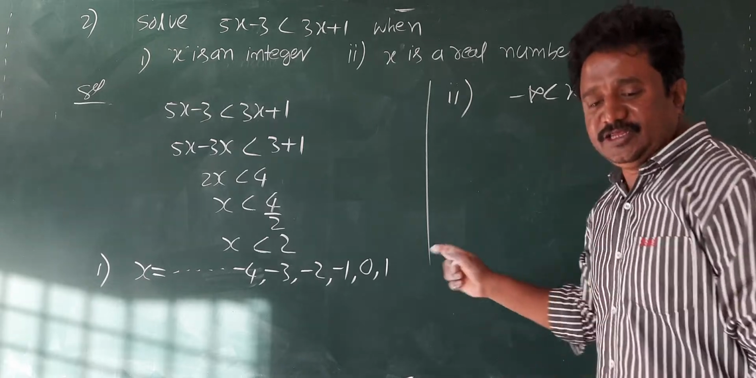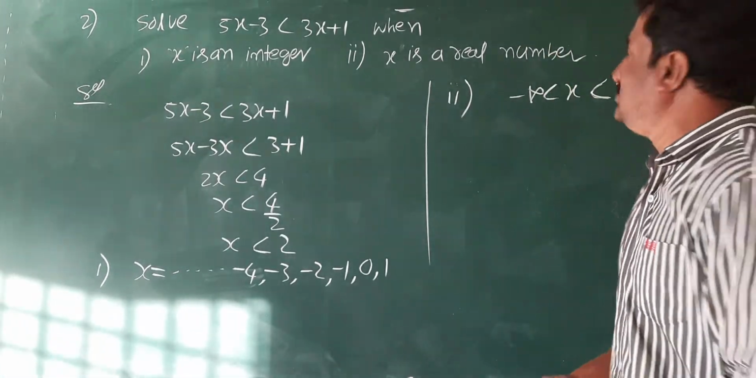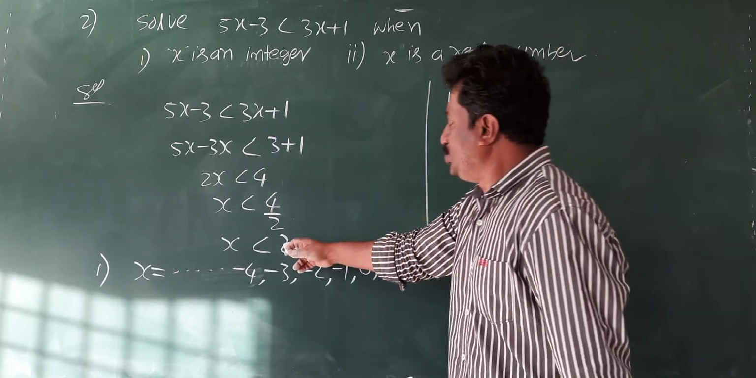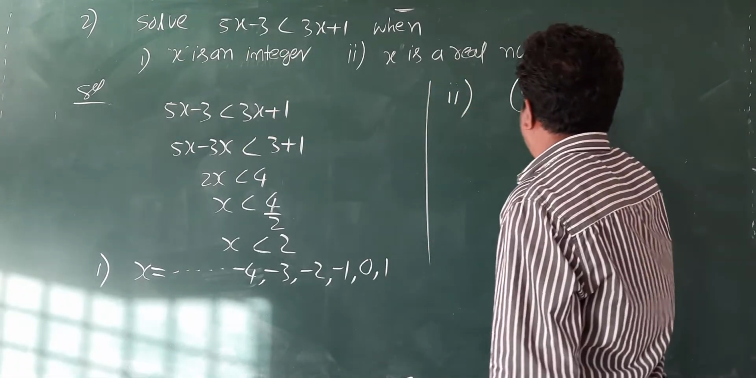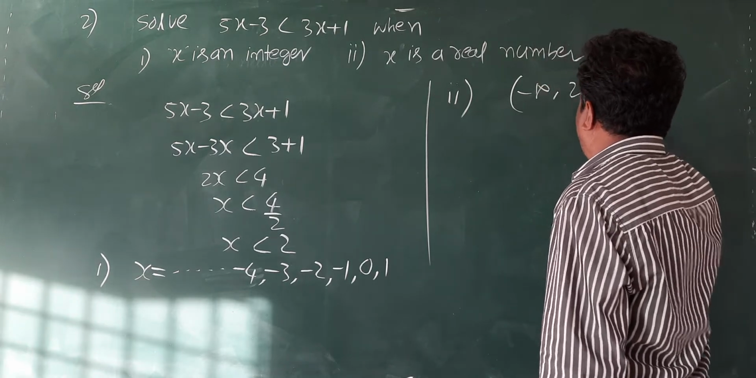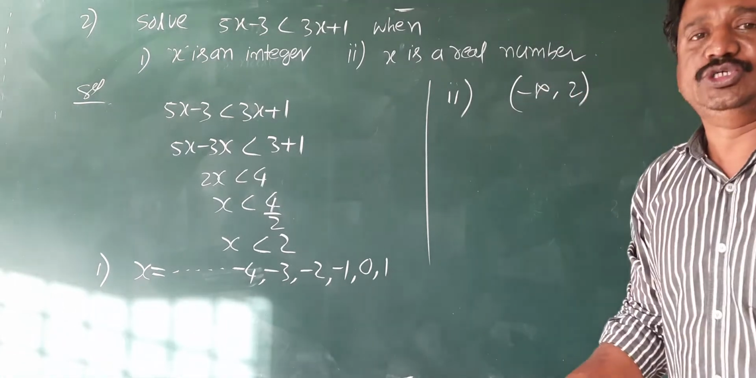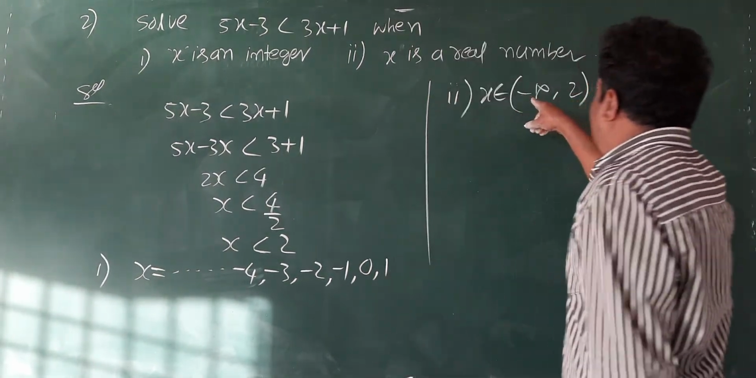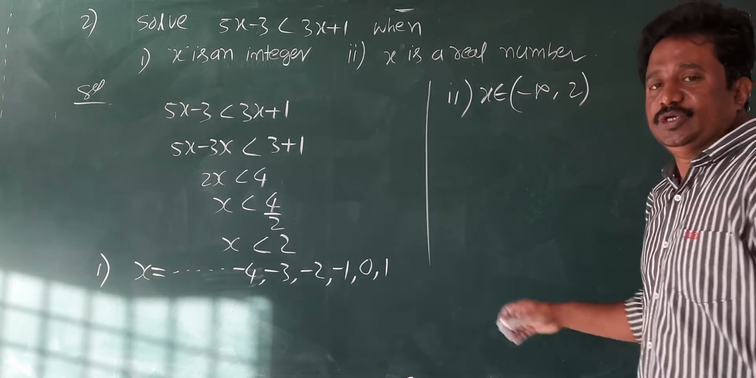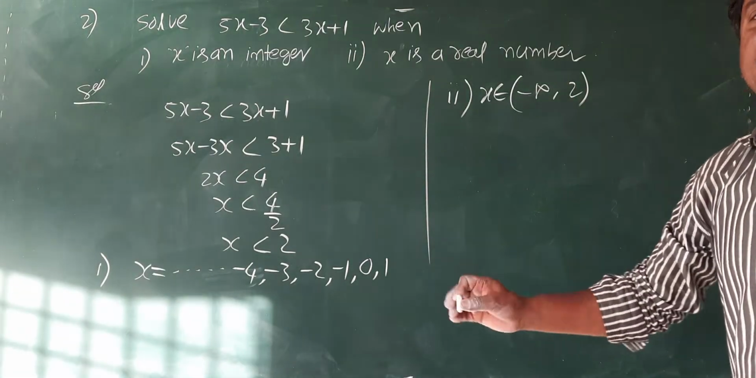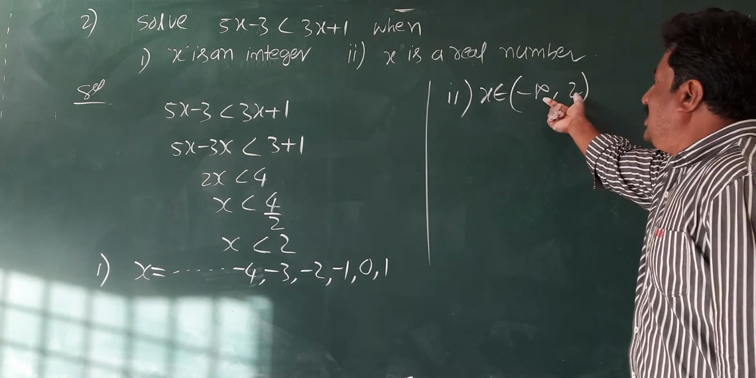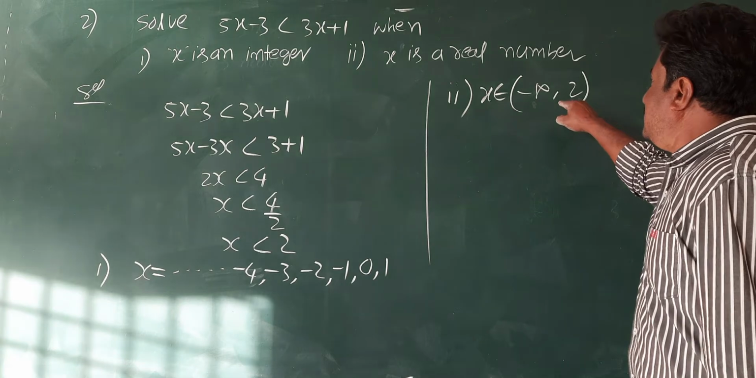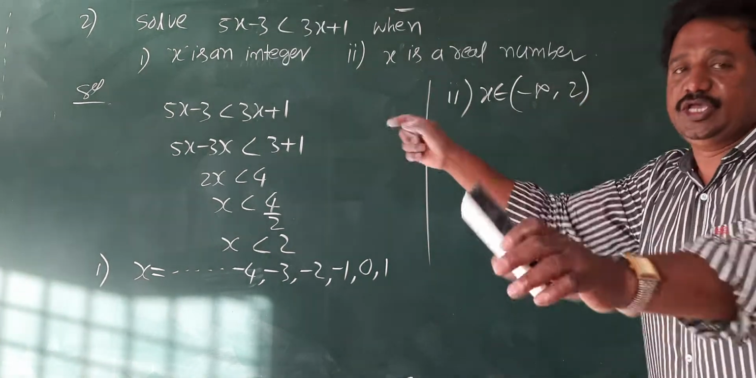Otherwise you use intervals. So 2, it will go up to minus infinity. Minus infinity to 2. So open interval. You use an open interval for that purpose. x belongs to the open interval minus infinity to 2. Do you know that open interval? Open interval means it contains all the real numbers excluding end numbers. Closed interval means end numbers are also included.